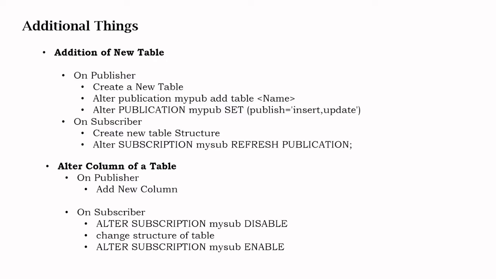The one more scenario is if you want to alter a column of a table, suppose you want to add a new column to the table. In that case, we can use the standard command on the publication to alter the table, and then on the subscriber we have to disable the subscription with alter subscription, the name, disable. Then you change the structure of the table, and then you enable the subscription back. We'll see the practical demo of all this.